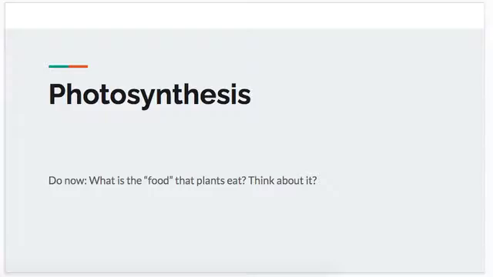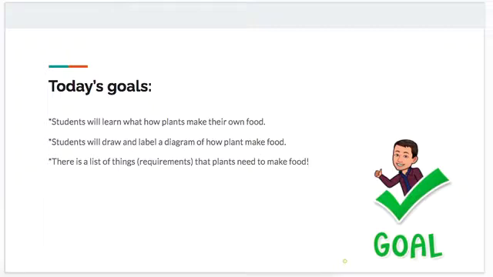Pause the video for a second if you need to, and really think about what you think that food actually is, and we'll reveal that answer in a moment. So today's goals are for you to learn how specifically the plants make their own food. It's called photosynthesis. I'm also going to ask you to draw and label a diagram on how the plants make that food. So for today's lesson, you will need a paper and a pencil if you are listening to this through YouTube. If you do not have those things, please pause the video now and take them out.